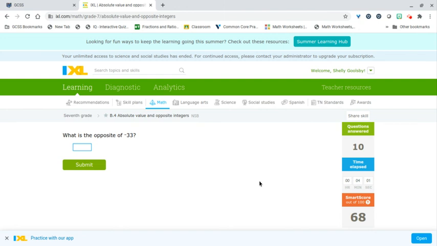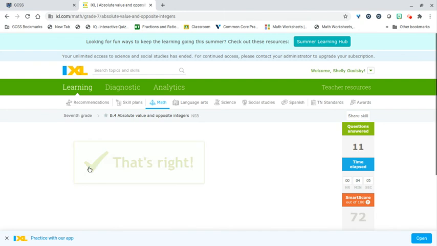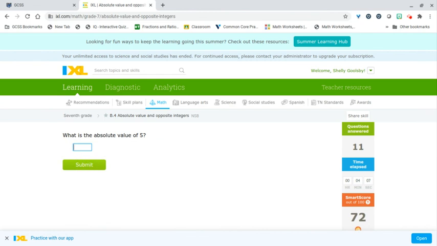What is the opposite of negative 33? 33. What is the absolute value of 5? Again, we're not looking for the opposite. We're looking at how far is 5 from 0? How many steps did you have to take to get from 0 to 5? Well, you took 5 steps. So your answer is 5.